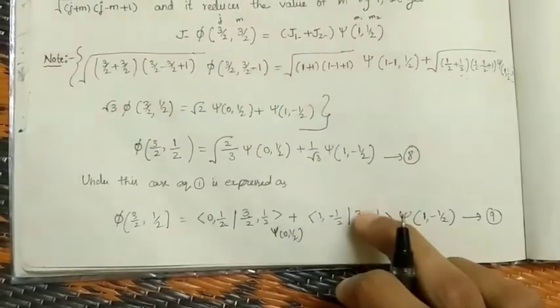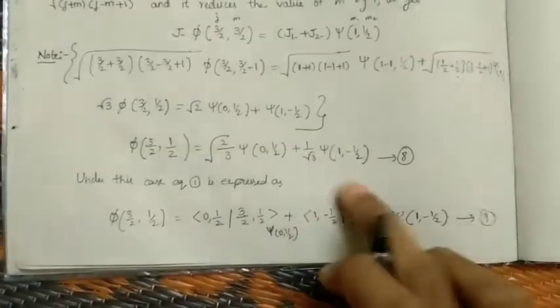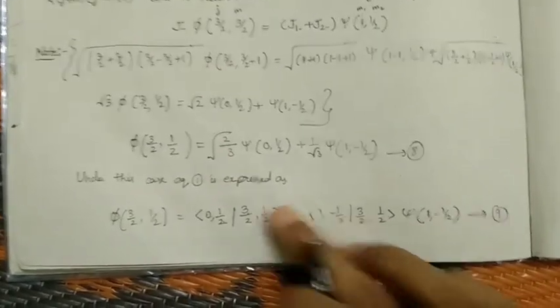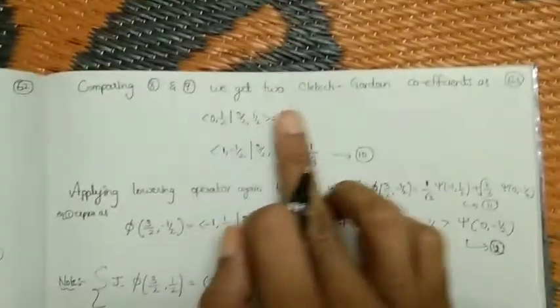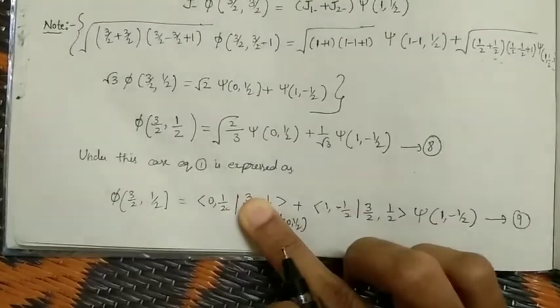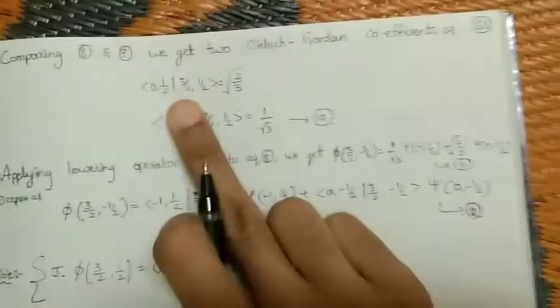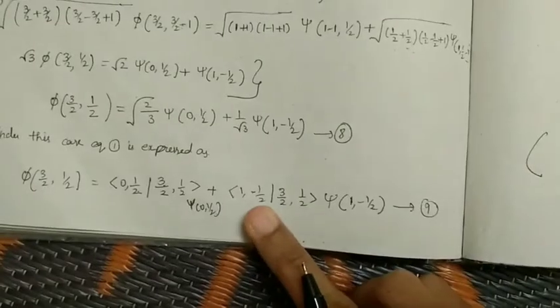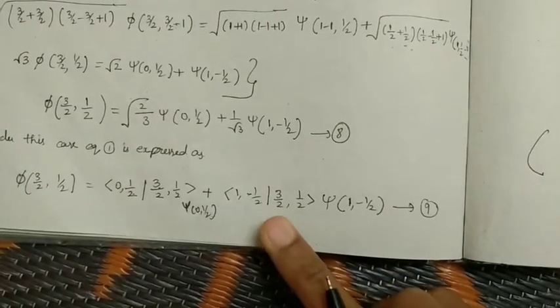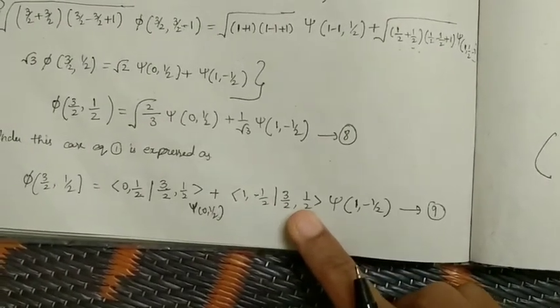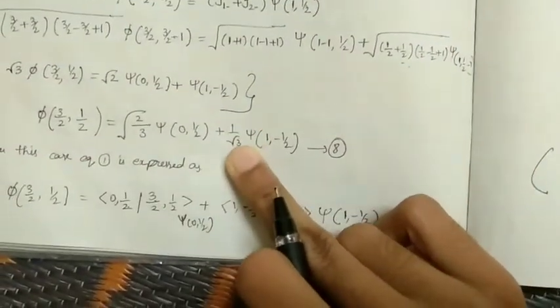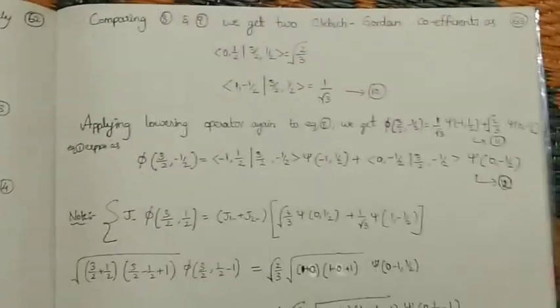If we express in the form of equation 1, now we need to compare equations 8 and 9. Comparing equations 8 and 9, we get another Clebsch-Gordan coefficient. In the place of this, we have root 2 by 3, and in the place of bra 1 comma minus half, 3 by 2 comma half, we have 1 by root 3. So we have found another set of Clebsch-Gordan coefficients.